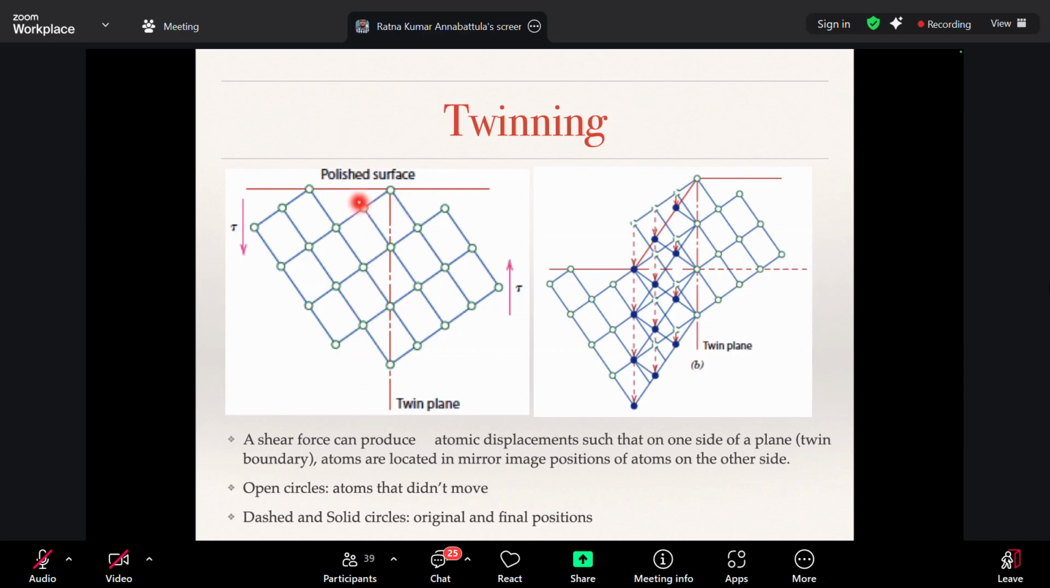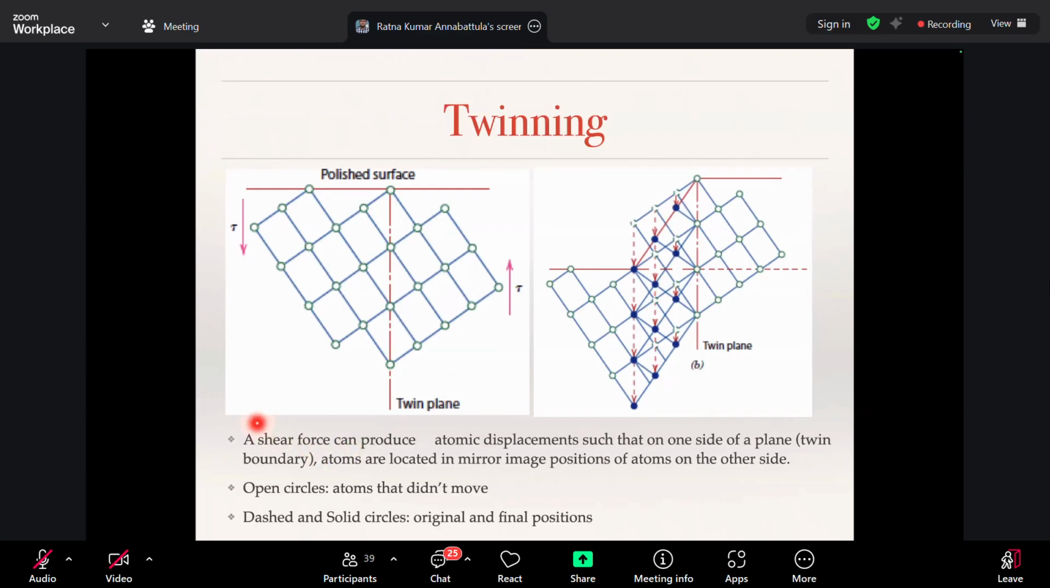If you carefully observe this atom, when I am doing shearing, this atom will move relative to this plane in such a way that after the deformation, this atom will become the mirror image of that atom. You can see here, this atom has moved effectively here. So about the twin plane, you will have a mirror image of this fellow on that side. This fellow's mirror image is here, this fellow's mirror image is here, and so on.